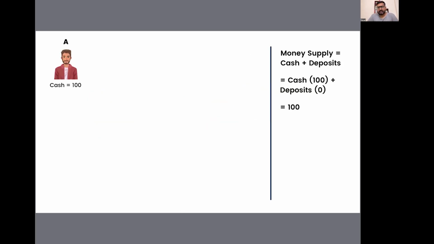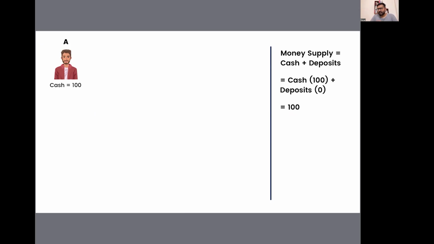For this, let's say that there is a person A and this person A has a cash of 100 rupees. Now, in this case, what is the money supply? Money supply is the total cash plus deposits. Now, you see the cash is 100. There is no deposit in the bank as of now. So, the money supply is 100.